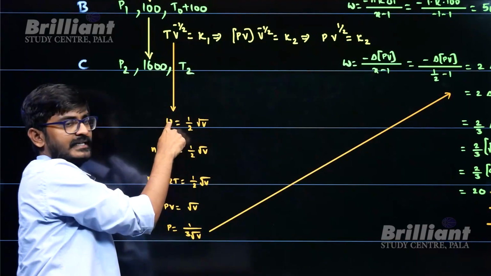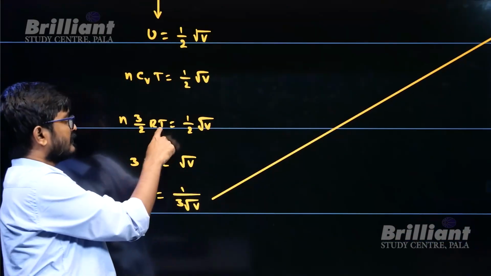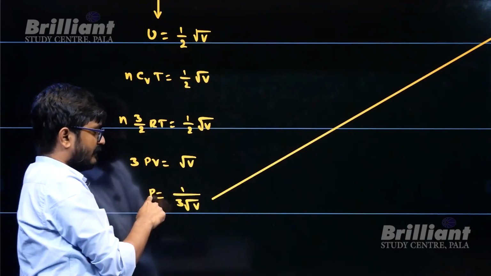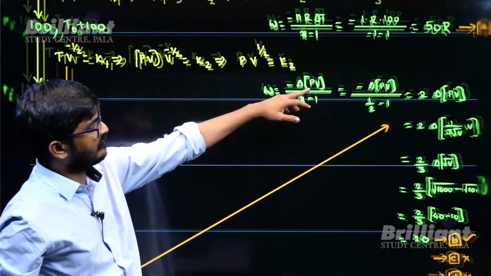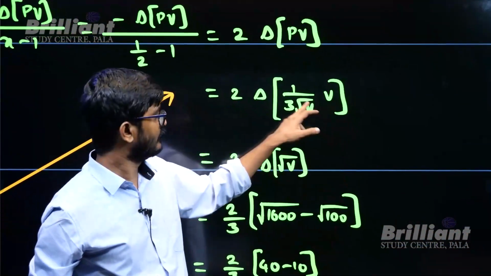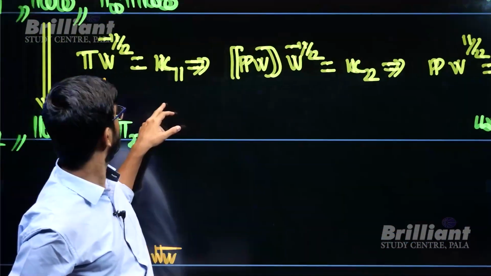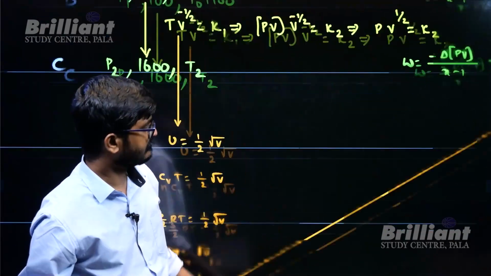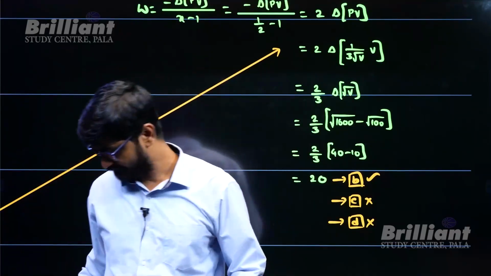Now this U I can write as nCvT. From here Cv is 3 by 2 R, so 3 by 2 nRT is PV, and from there P is 1 by root 3V. There P we don't know, so I am substituting P as 1 by root 3V so that I can get the variable into only V form. Once I get the variable into only V form, then I know everything because they gave the volume here and they gave the volume here. So you can just substitute the values and you can get the answer, right?